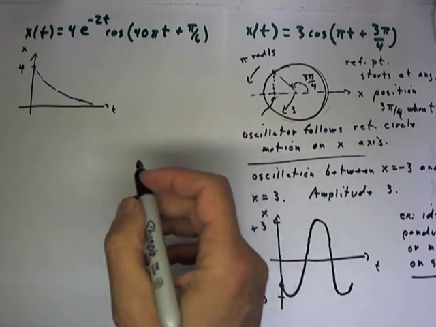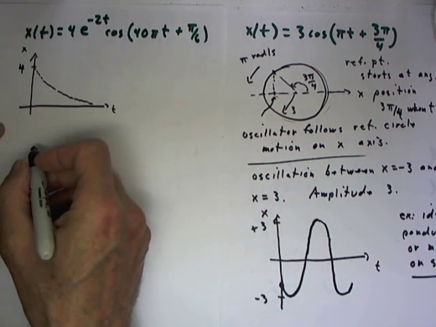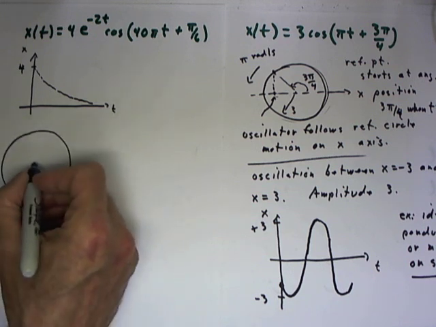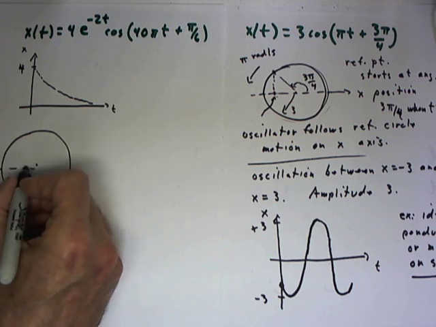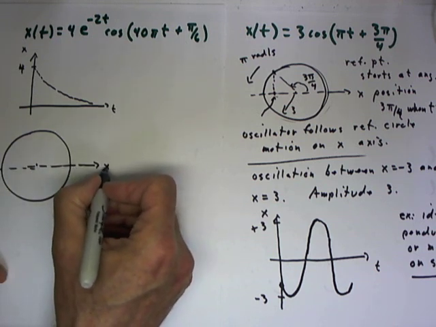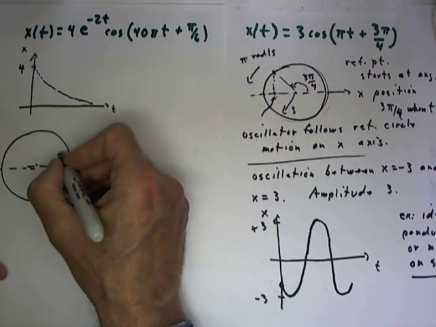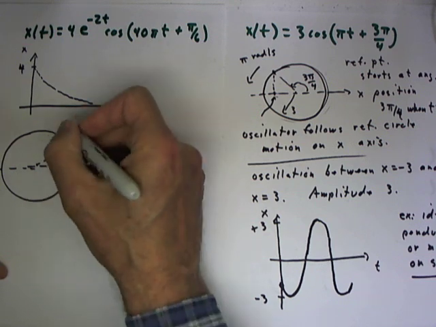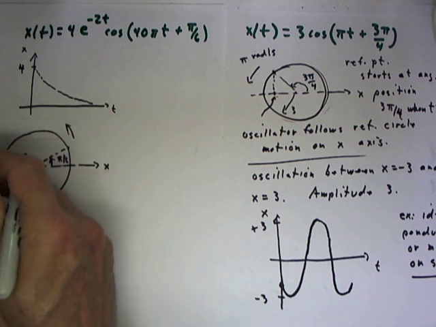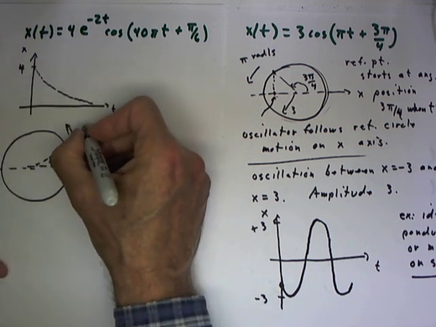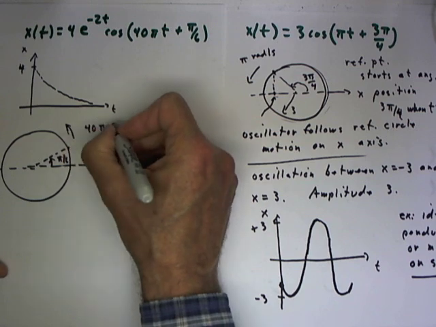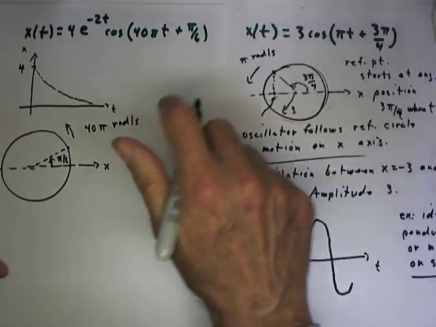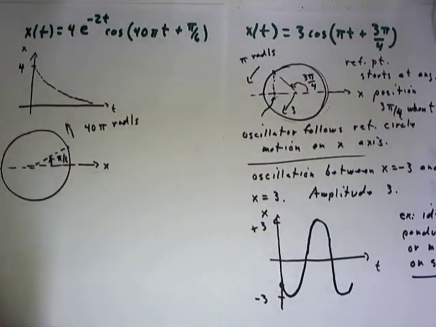Now cosine of 40 pi t, that corresponds to motion around a reference circle. Starting at pi over 6. So let's see, pi over 6 would be right here, and moving in this direction with radial velocity 40 pi radians per second. Now that's a lot faster than in the previous example, but we see that the functions have similar representations.